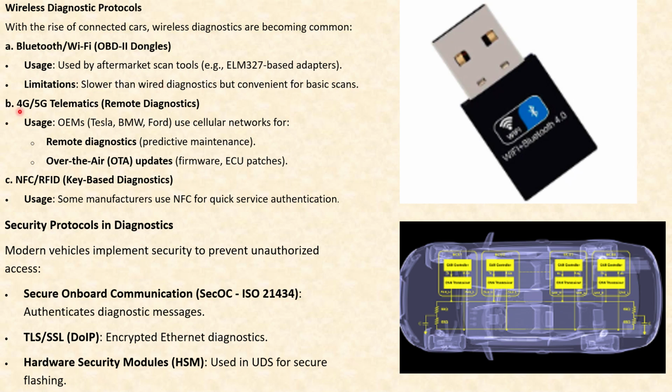Now when it comes to 4G and 5G telematics, it is enabling remote diagnostics, and OEMs like Tesla, BMW, and Ford use cellular networks for remote diagnostics and over-the-air updates. And last but not the least, RFID, radio frequency identification, for key based diagnostics, and some manufacturers use NFC for quick service authentication. So this protocol called NFC is used for authenticating the right vehicle.